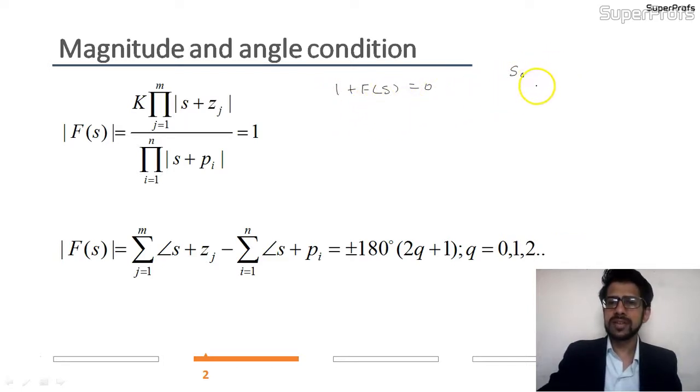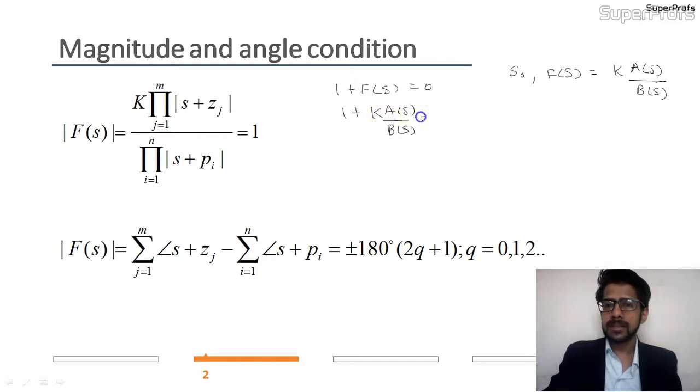Let us assume f of s is nothing but k into a of s upon b of s. A of s is the product of the factors which form the zeros, and b of s is the product of factors which form the poles of this particular equation. So we have 1 plus k into a of s upon b of s is equal to 0. Hence, we have minus 1 is equal to k a of s upon b of s.